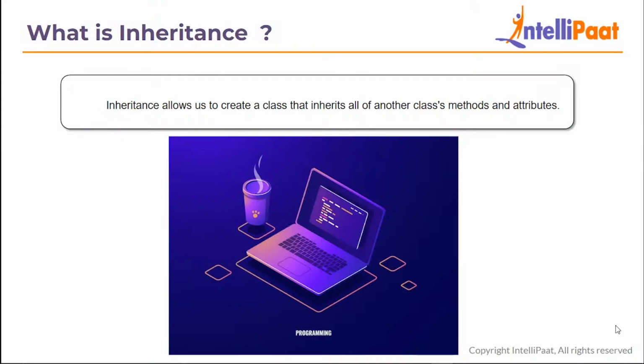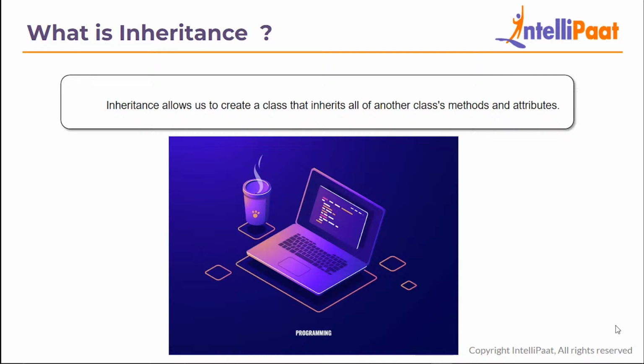So let's start with what is inheritance. Inheritance allows us to create a class that inherits all of another class's methods and attributes. The class being inherited from is known as the parent class, and sometimes also as the base class. A child class, which inherits from another class, is also known as the derived class.